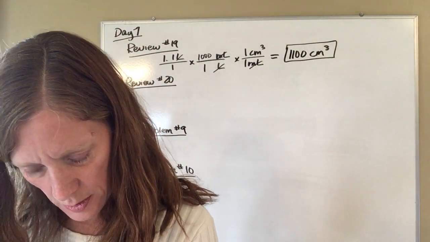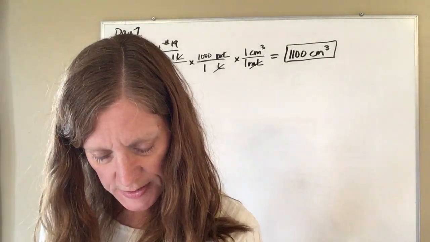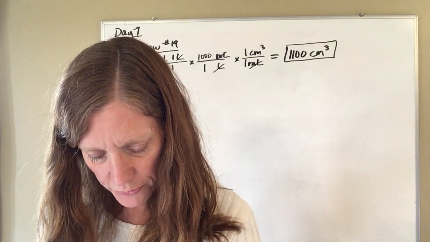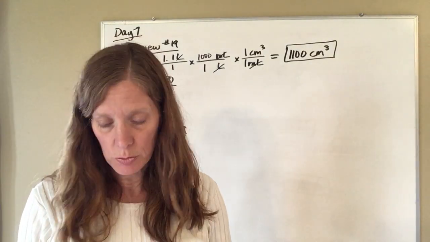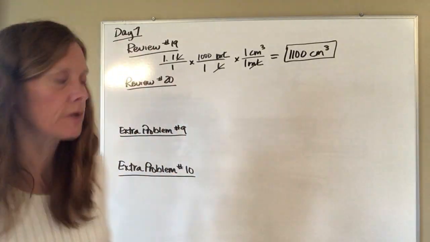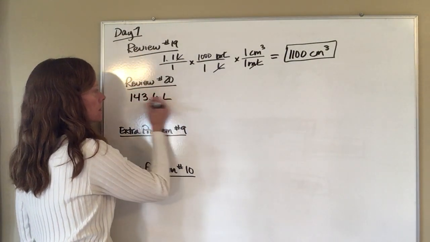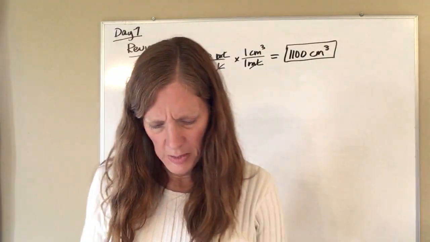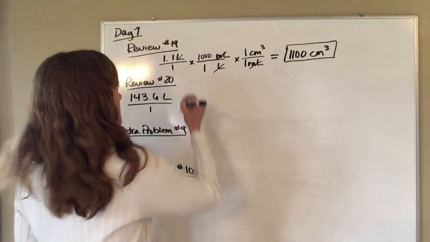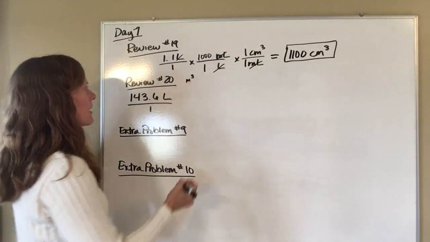Okay. Then we're going to look at number 20. Number 20 says a sample of liquid has a volume of 143.6 liters and it wants the volume in cubic meters. So 143.6 liters over 1. And I'm going to make a little note up here that I'm trying to get to cubic meters so that I don't forget where we're supposed to end up here.